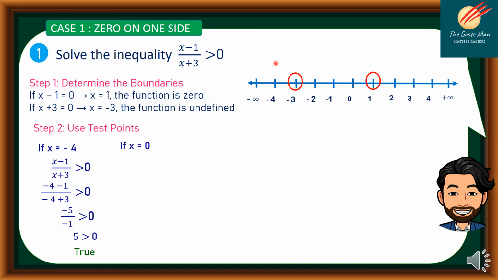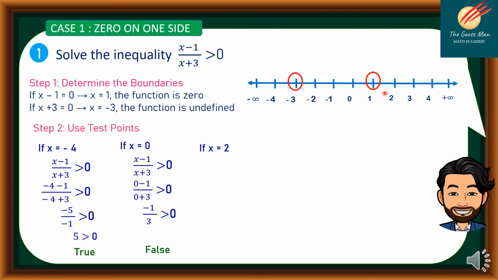On the other hand, if we choose between negative 3 and positive 1, say for instance, I'll choose 0. We have this expression, then substitute x by 0. We have (0 minus 1) over (0 plus 3), so we have negative 1/3. Is it greater than 0? Obviously, this is false. Meaning, this region is not included in the inequality.